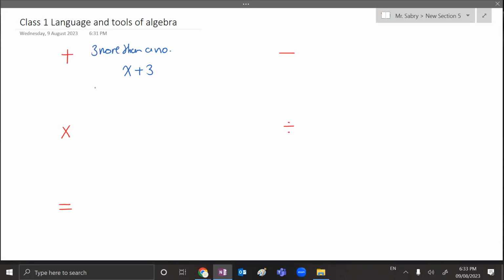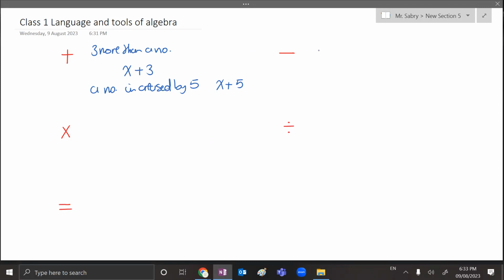Or for example, it says a number increased by 5. A number I don't know, increased by 5, so again it's x plus 5. So the idea that something is increased, or 3 more than, we don't translate it to the symbols for bigger than and less than. We translate it to plus and minus, depending on whether it's more than or less than.